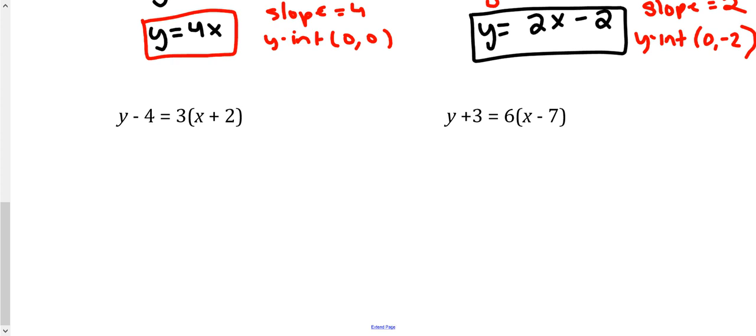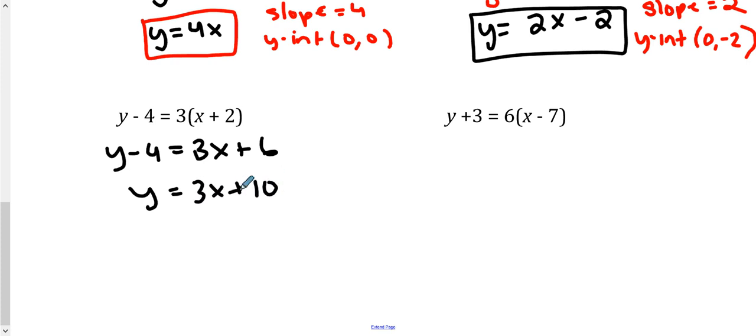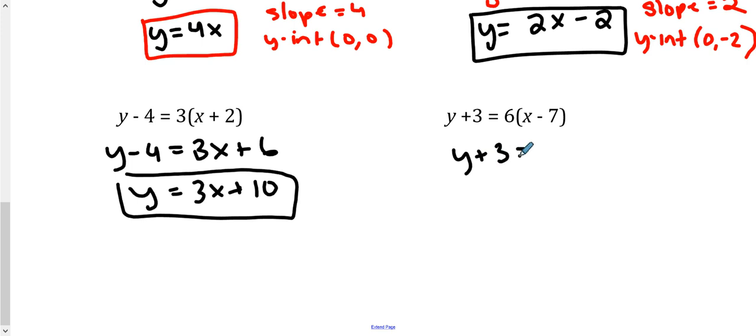For the third one, y minus 4 is 3x plus 6. When I bring that 4 to the other side, I get a 3x plus 10. And for the last one, y plus 3, I get a 6x minus 42 on the right side. When I bring that 3 across, I get a 6x minus 45.